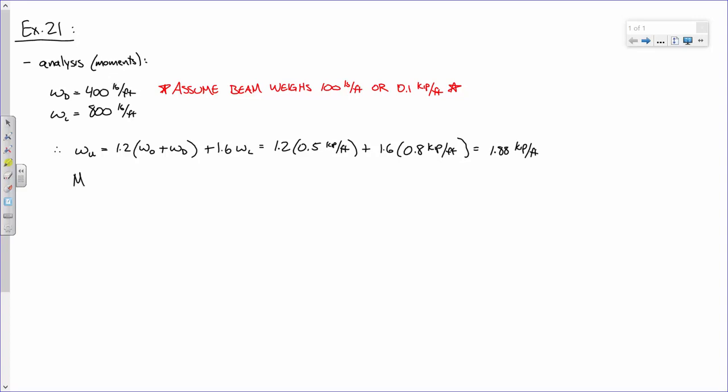And what's our M_U? That's a good question. Was it simply supported? Yeah, so if it's a simply supported beam with a uniformly distributed load, it is what? There we go. How long was this beam? Okay. And so what does that come out to be? 846.